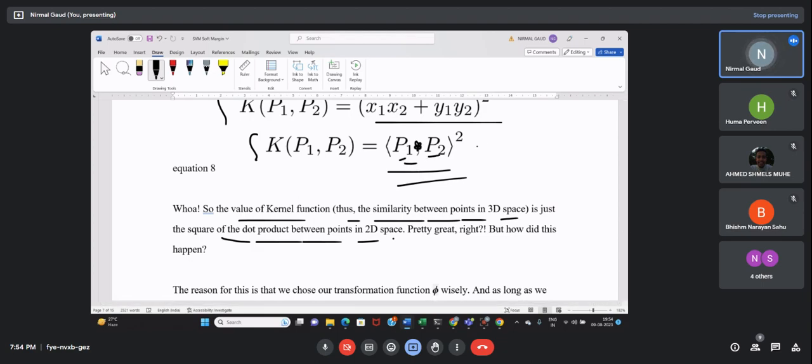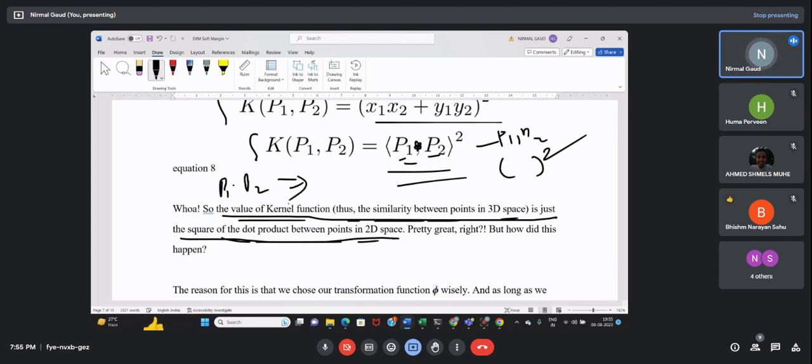So I am considering one point p1, I am considering another point p2. तो इन दोनों के dot product का square. इतना काम है. This is the work which we have to do. ये बोल रहा है. So the value of the kernel function is just the square of the dot product of the data points present in a 2D plane. Whatever you calculate as the dot product of p1 and p2, whatever result you get, just square it.